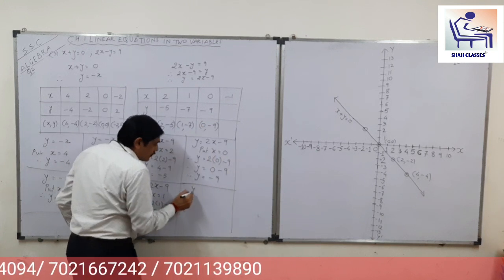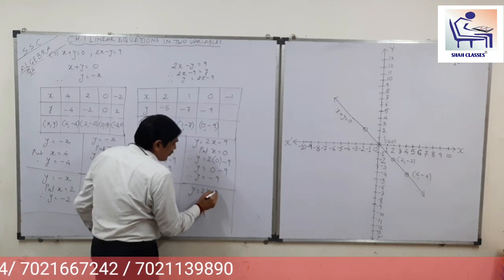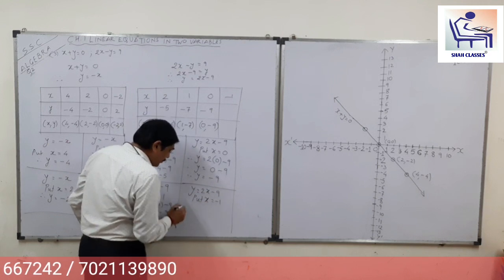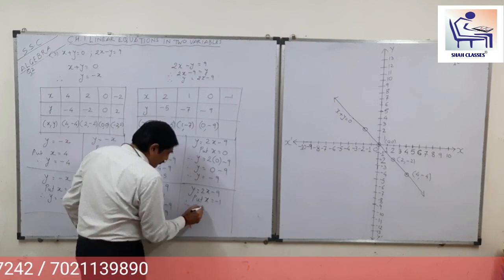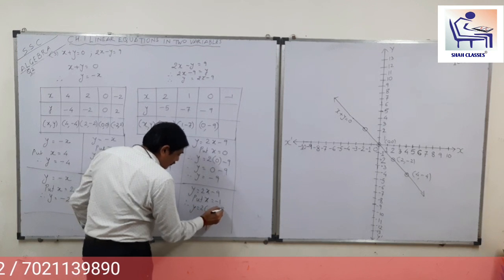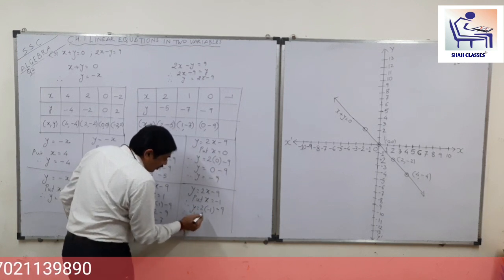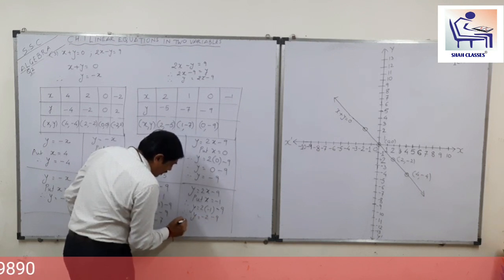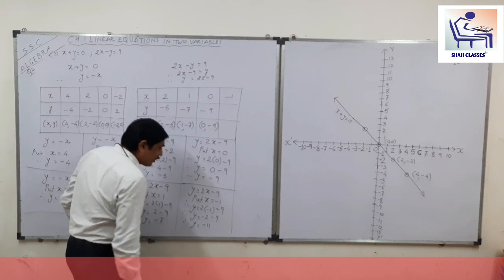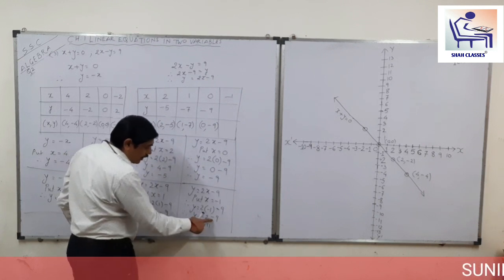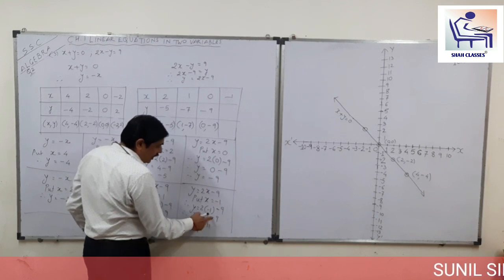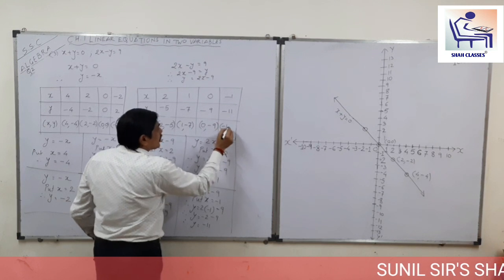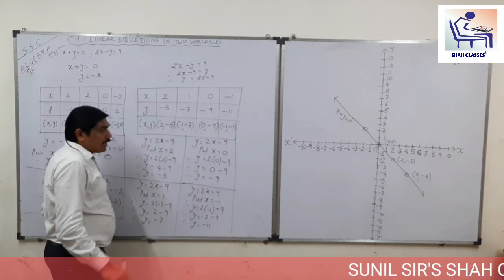Now for the fourth value, y is equal to 2x minus 9. Put x is equal to minus 1. So minus 1 into 2 is minus 2, minus 9. Here we are getting the value of y as minus 11. Remember, minus 2 minus 9: minus minus plus, sign of the greater number. So we are putting here minus 11. So we got the coordinates minus 1, minus 11.